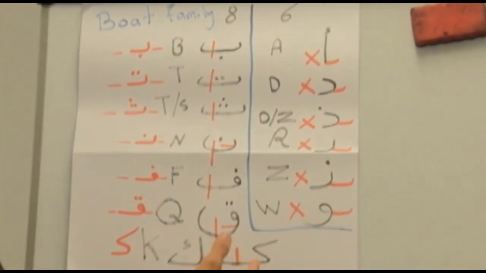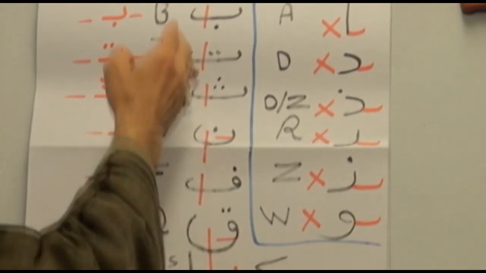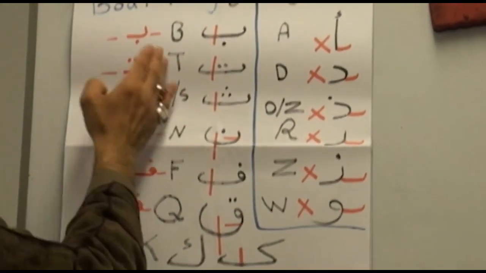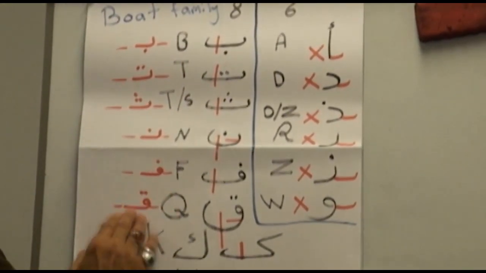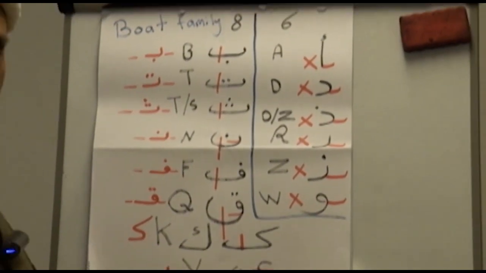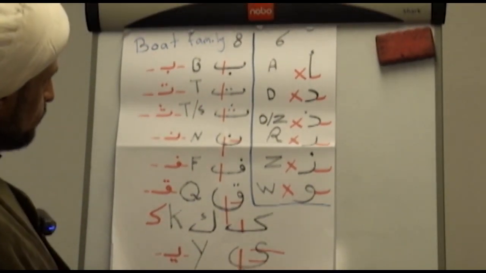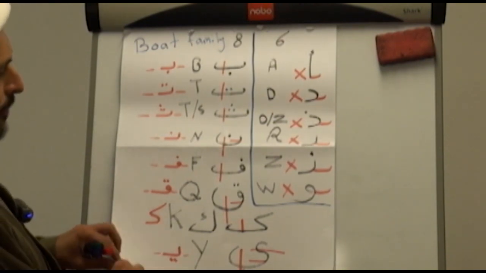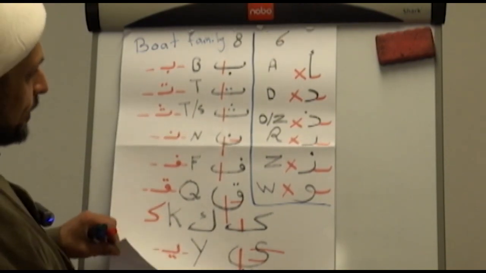The Qaf, Kaf, Ya. And then we said we are going to cut the tails, and then we are going to connect them. So they connect from the right hand side and from the left hand side, and this is how they look when their tails are cut and when they are connected.